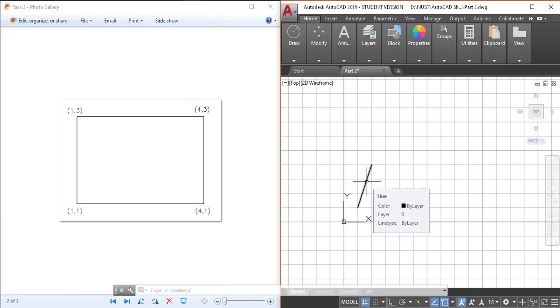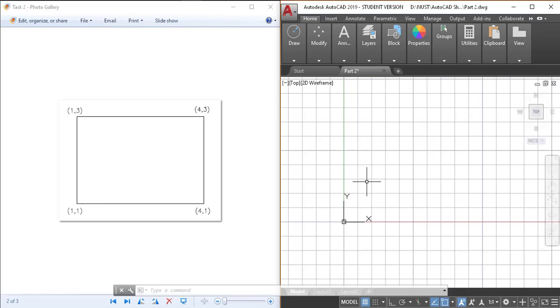Because by default we are in relative coordinate system. What is relative coordinate system? In relative coordinate system, the point which we give as the next point of line is with reference to our last point and not with reference to the origin. So by default, the dynamic input mode is invoked in AutoCAD. So what is dynamic input mode? In dynamic input mode, the relative coordinate system is automatically invoked.